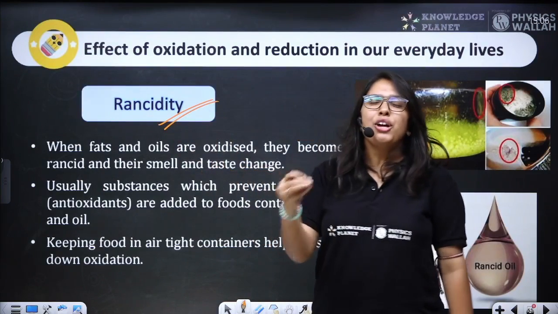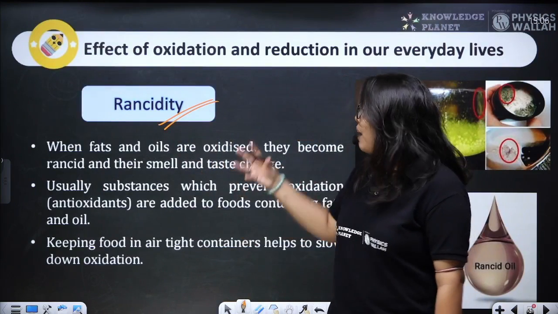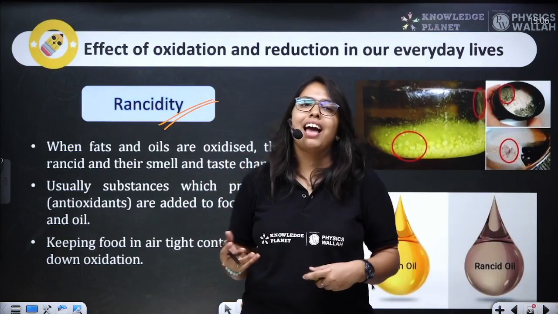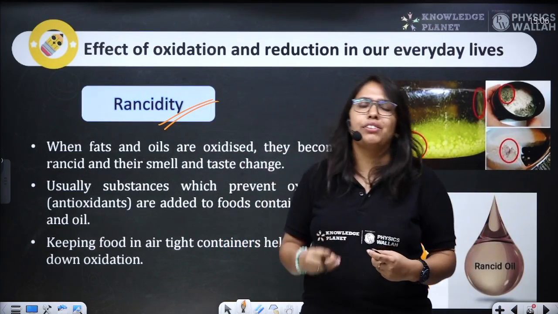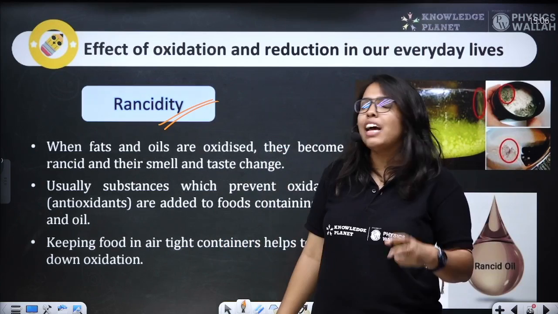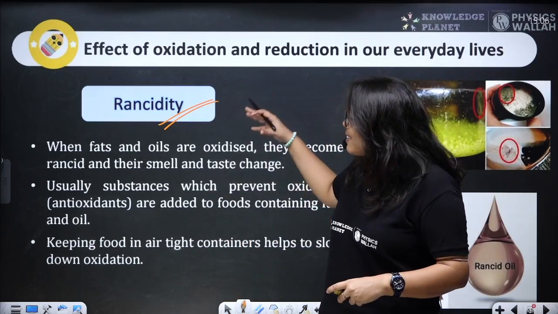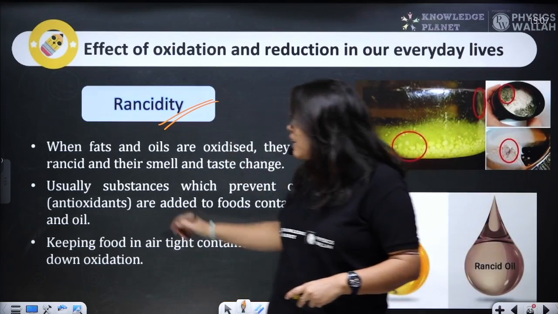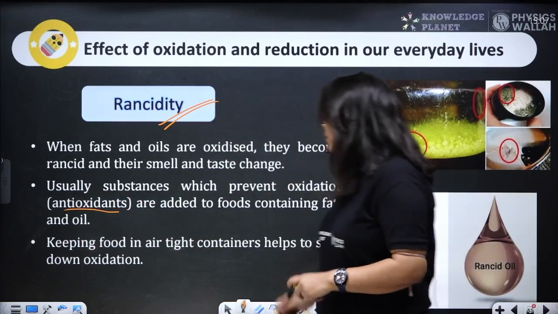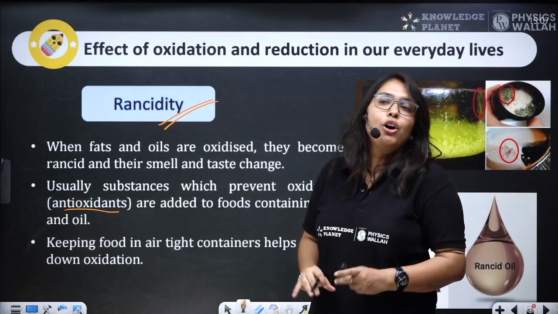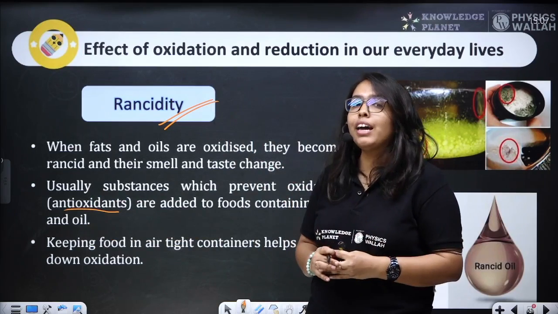Another form is rancidity. Rancidity is when the fats and the oils that you have in your food get oxidized. Because of this, they taste different, they smell different, and they are no more good for consumption. So that is rancidity. What we do is add antioxidants and preservatives to prevent them from undergoing oxidation.